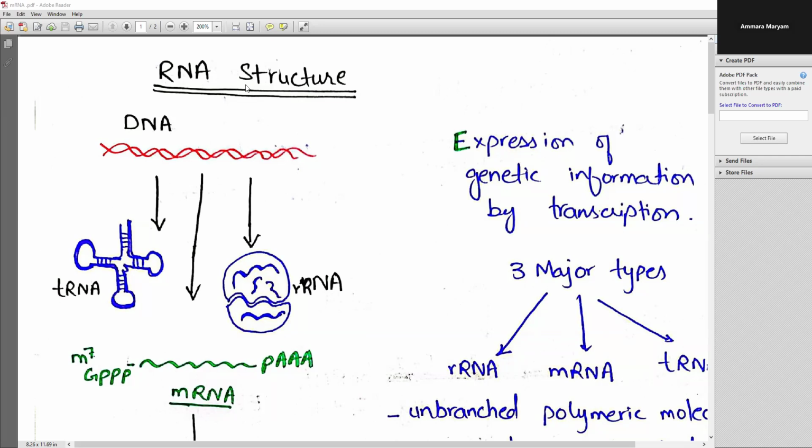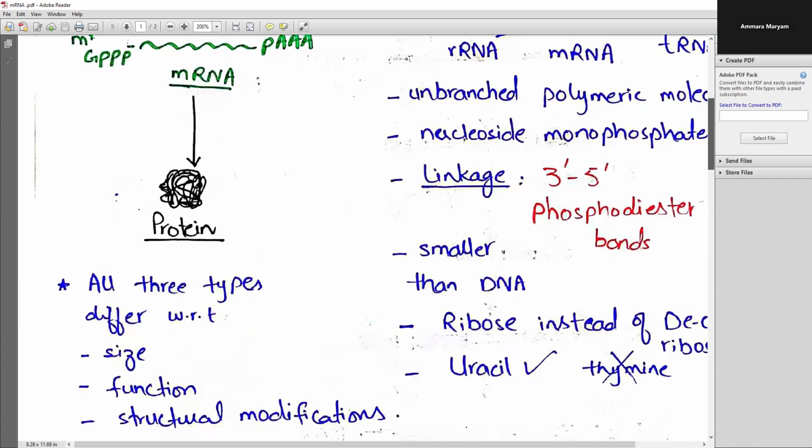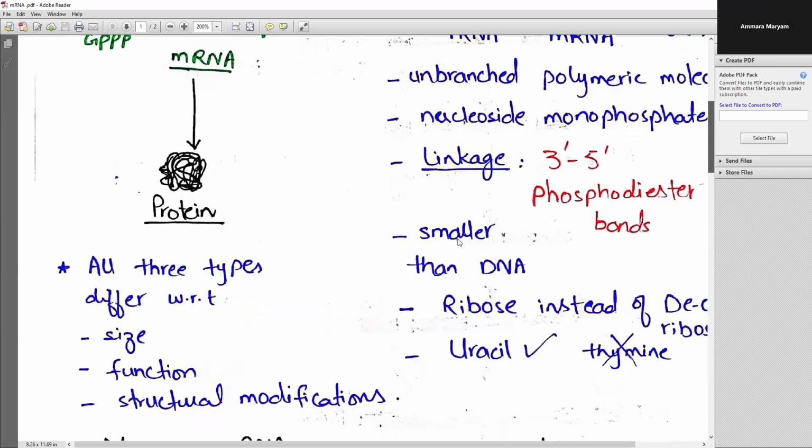These RNAs are basically unbranched polymeric molecules composed of nucleoside monophosphates, and all of you know that these monomers are joined together by 3' to 5' phosphodiester linkages or phosphodiester bonds. They differ from DNA in several ways: they are unbranched molecules, they contain uracil instead of thymine, and they are normally smaller than DNAs.